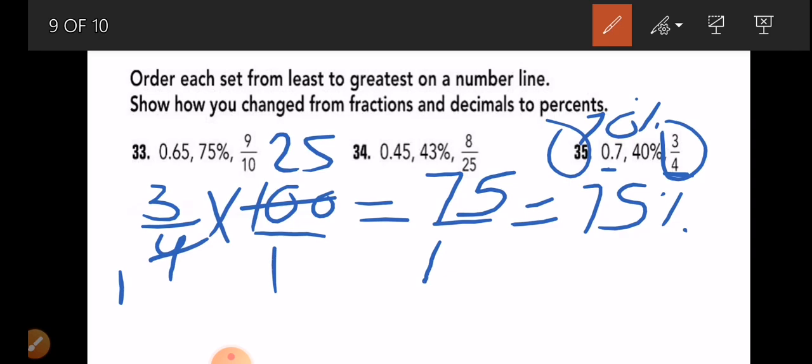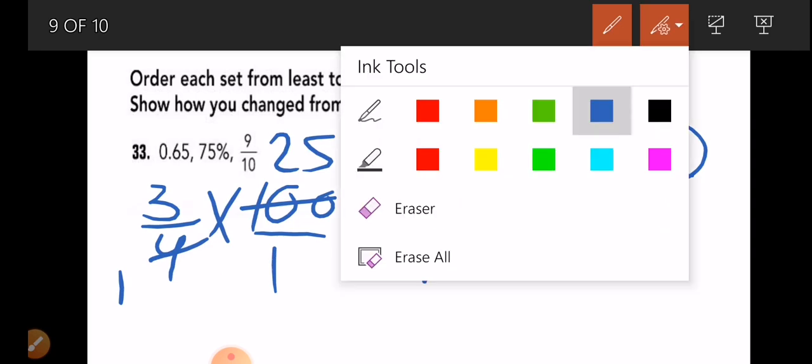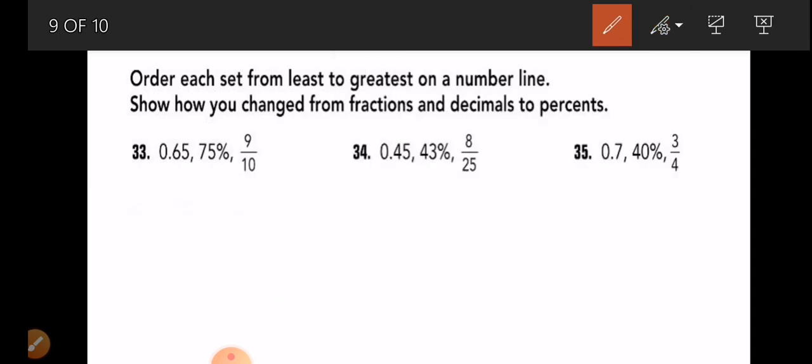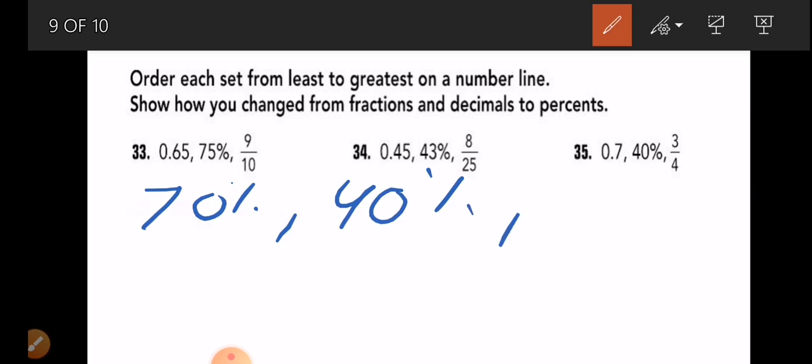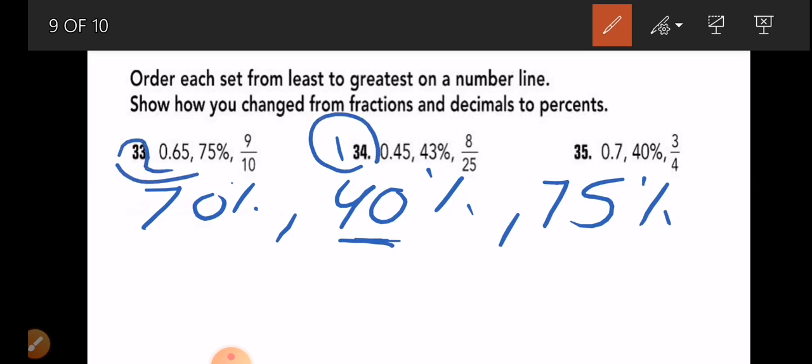Okay, so what are the 3 numbers that we need to put in order? The 0.7 we said is 70%. Then I have 40%. Then 3 over 4 means 75%. Can I put them in order from least to greatest? Sorry, here they said, yes, from least to greatest. Yes, the least one is 40%. Then number 2, 70. Number 3, 75.